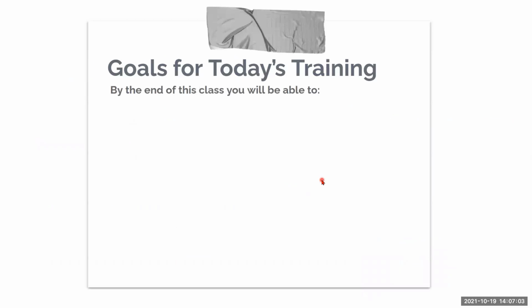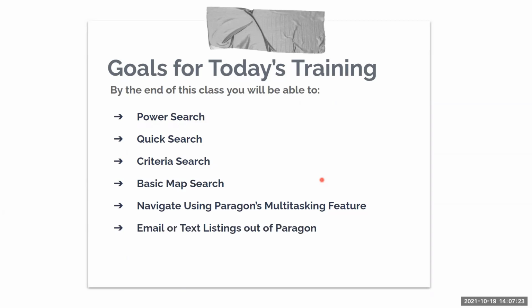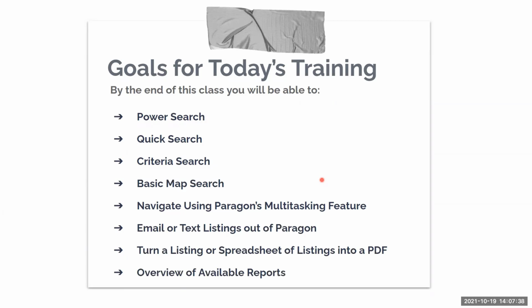All right, so the goals for today's training. By the end of this class, you're going to be able to power search, quick search, criteria search, a basic map search, and navigate using Paragon's multitasking feature. You're going to love this capability. And email and text listings out of Paragon, and turn a listing or a spreadsheet of listings into a PDF so that you can save documentation. And then I'm also going to give you a high-level overview of the available reports that you can use.